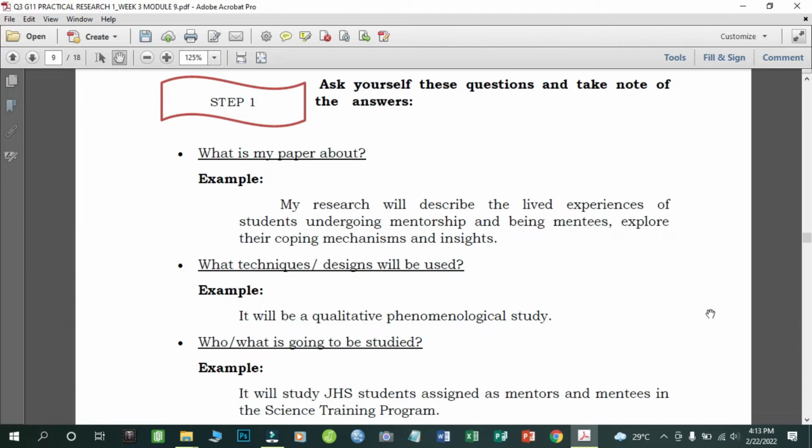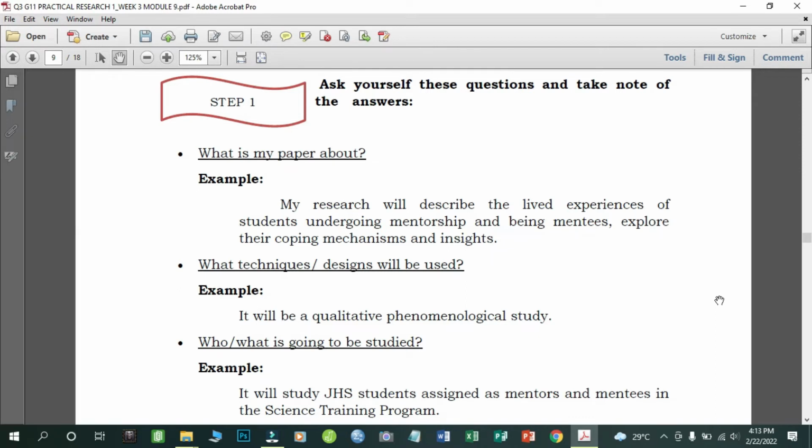Then step 3. Okay, we will now create a sentence that includes the keywords you listed. So, for example: this research will be a qualitative pedagogical study about the life experiences of junior high school students assigned as mentors and mentees under the science training program. It aims to generate common themes.